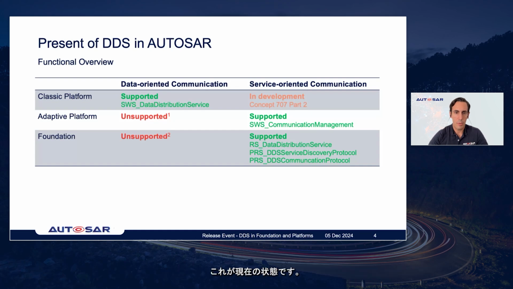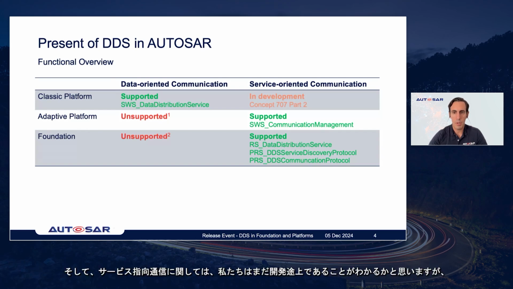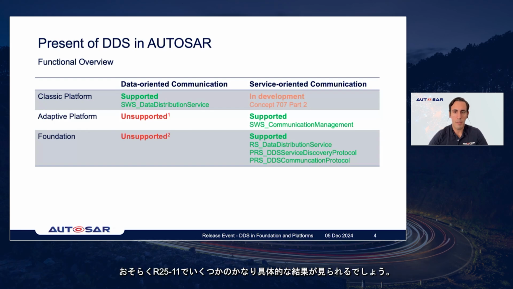So this takes us to the present moment. What is the status of DDS in AutoSAR from a functional perspective? If we look at the classic platform in isolation, we see that data-oriented communication is already well supported and even validated. And when it comes to service-oriented communication, we see that we are still in development for that part, and we will probably see some very tangible results in release 25-11.